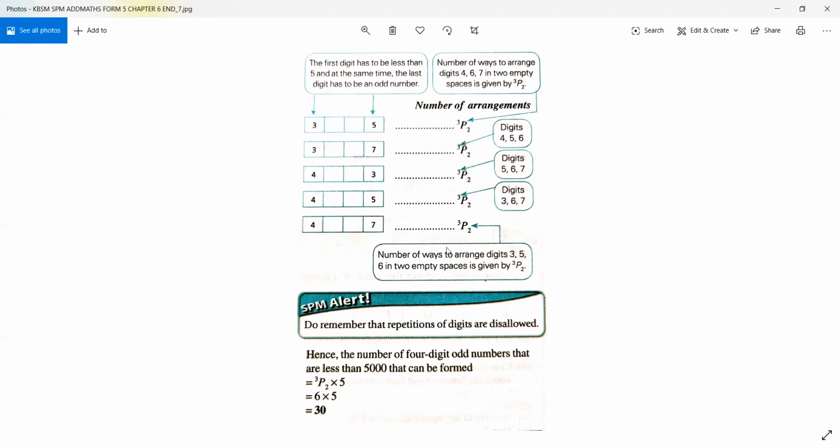So 5 sets of 3p2. If we have 5 sets of 3p2, so it's 3p2 times 5. So the answer is 6 times 5 equals to 30. Okay, you must remember that repetition of digits are disallowed. Okay, based on the question.